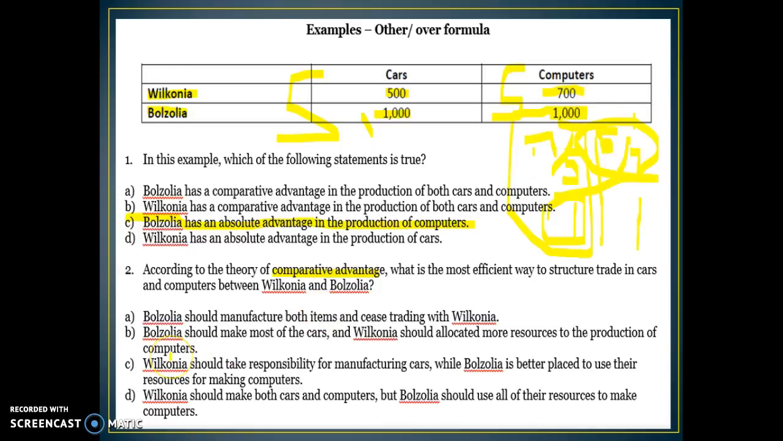So if you're looking at the answer, what we should be doing is that Bolzolia should be specialising in the production of cars, and Wilconia should be specialising in the production of computers. So the correct answer would be Bolzolia would make most of the cars, and Wilconia should allocate more resources to the production of computers, all based on opportunity cost. That's the kind of maths you're more likely to have to do in your test for comparative advantage.